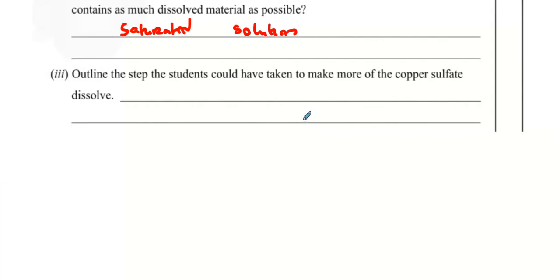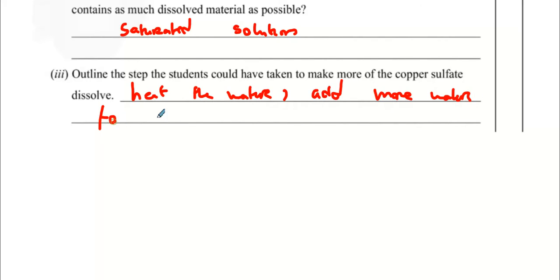Outline the steps the students could have taken to make more of the copper sulfate dissolve. They could heat the water, or they could add more water to the solution. Heating the water increases the energy and enables you to dissolve more copper sulfate in a given quantity of water. So if you had a litre of water, by heating up the water, the litre can dissolve more copper sulfate. Or if you haven't got the ability to heat, just add in more water and that will help dissolve it.